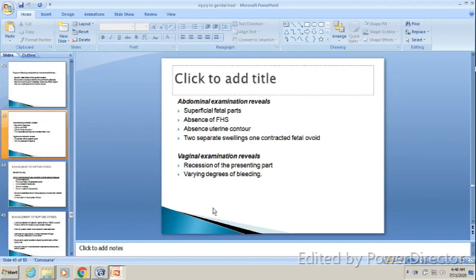On vaginal examination there is recession of the presenting part. Initially the presenting part will be down. Okay, if there is a rupture, the head will go up. When you do PV examination, you feel that the head has gone very high, or there is only a flabby cervix. You feel the cervix which is very flabby, like there is no dilatation, a leathery flabby cervix. Varying degrees of bleeding will be there.